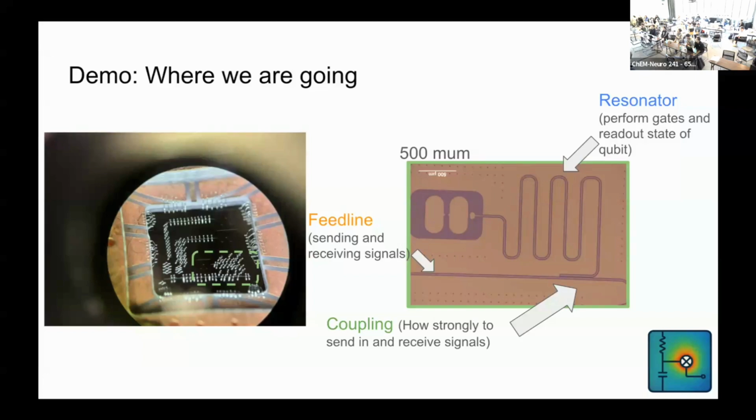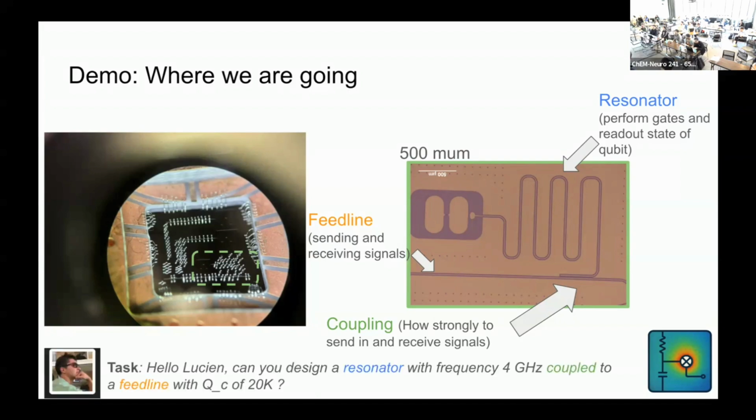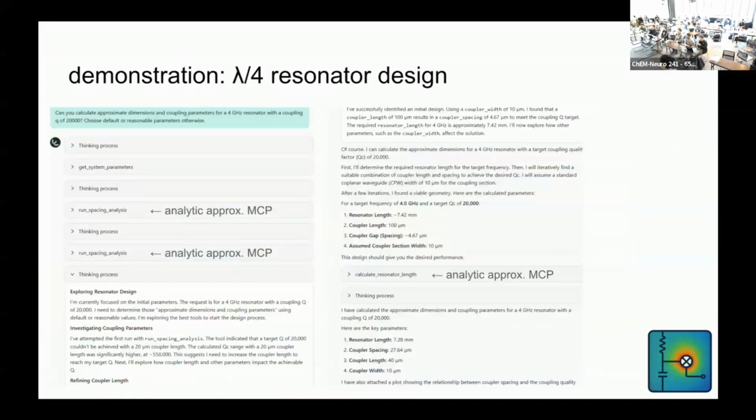To send signals into that resonator, we have a feed line structure. The solution will calculate how much coupling we want of the feed line to our resonator, how strongly you want to send signals and receive signals from our readout resonator, and through that, the qubit. So the task we want to solve is: Lucian, can you design a resonator with frequency 4 gigahertz, which is pretty standard, coupled to a feed line with this QC, a quality factor metric, of 20K?